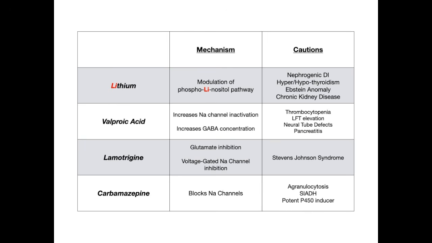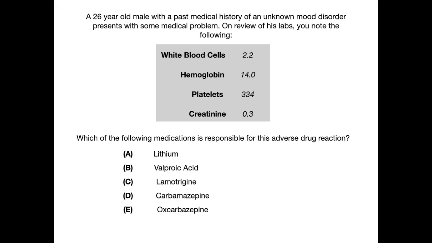Now, instead of just going through this, I think the best way to approach this is to give you practice questions with lab printouts and physical exam pictures and ask you, what is the drug that they're talking about? So the way that this will work on test day is you'll get a question that'll look something like this. It'll tell you that a male has a medical history of an unknown mood disorder. Maybe they'll say bipolar, maybe they won't. They'll tell you that he's got some medical problem, right? They're going to be vague about it. They're going to be like, headache, GI upset, whatever. It's going to be non-specific.